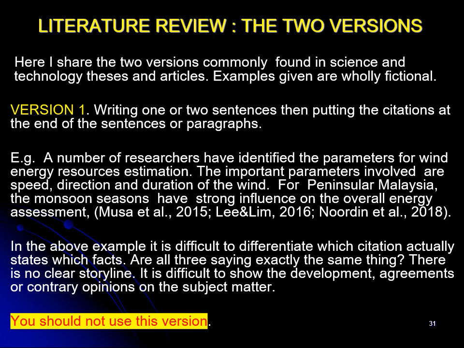That's not the way to write a literature review. It is difficult to show development, agreement, contrary opinions on the subject matter. So there is no clear storyline.